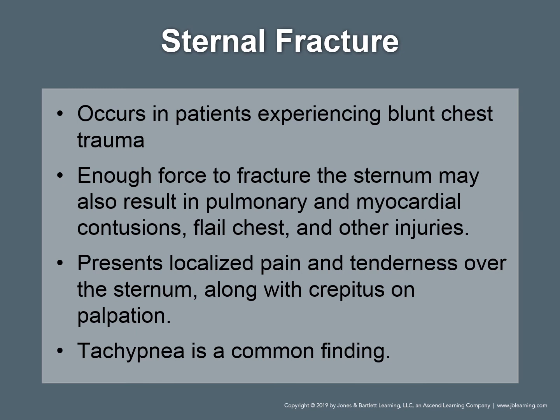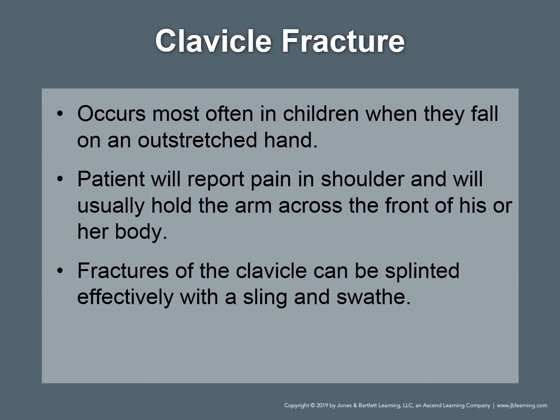Sternal fracture, this comes from high energy impact trauma to the chest. And it is blunt trauma. This high level of energy can injure all of those internal organs. It can cause aortic shearing, cardiac contusions, pulmonary contusions. You may see flail chest. Typically, these patients have hit the steering wheel very hard or been hit in the chest very hard to fracture the sternum. You'll have localized pain and tenderness over the sternum with crepitus on palpation. And tachypnea is a common finding because that sternum won't let the chest expand and relax like it's supposed to.